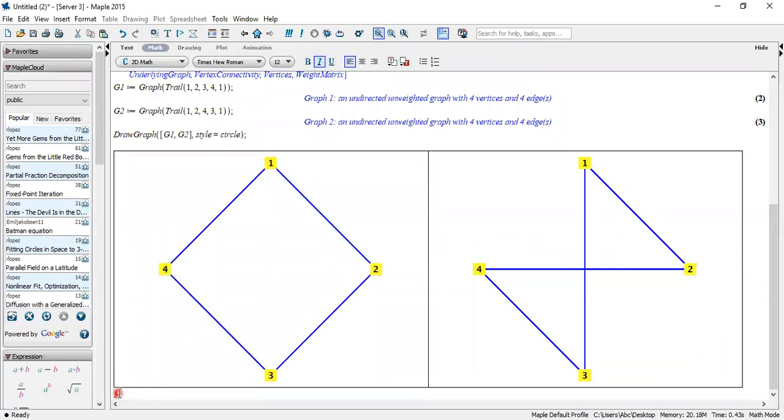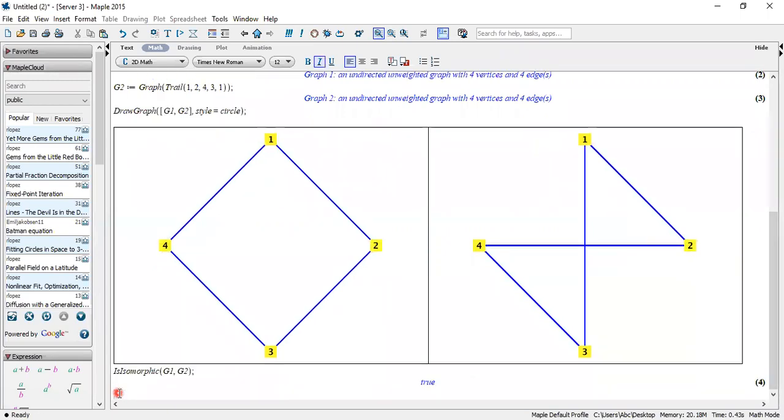So I will write this command, is isomorphic, capital G1 and G2. So it is studying whether the pair of graphs is isomorphic. Okay, so let us try to test it. The answer is true. Yeah, this pair is isomorphic to one another.